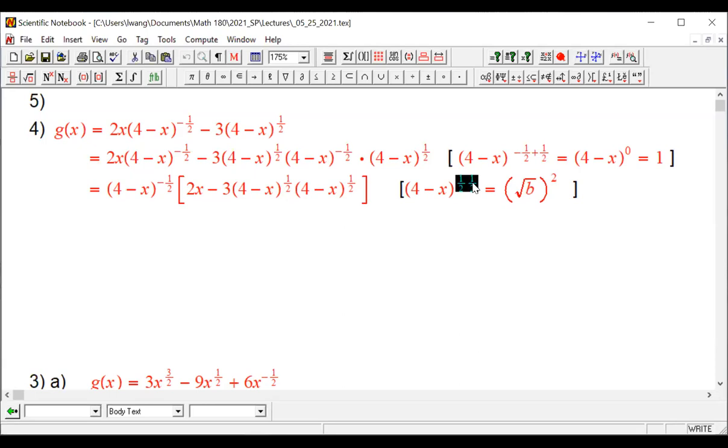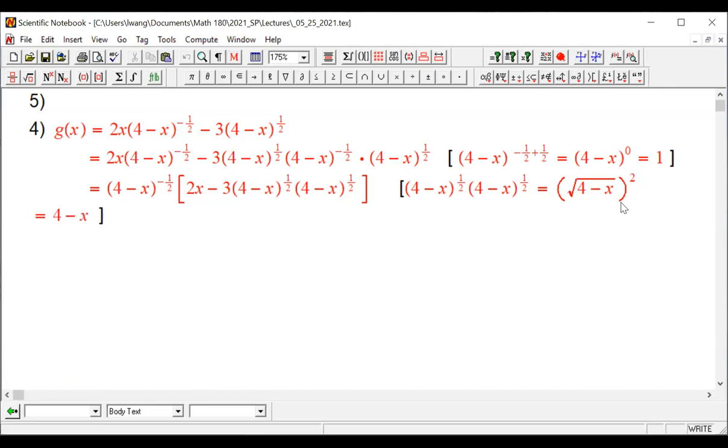Oh, sorry. Okay, hold on. Let me just write it down properly. So this thing, times itself, that's what it is. So that's just 4 minus x. This is just root of 4 minus x. Do you see that better? So what does it equal to? It equals 4 minus x.